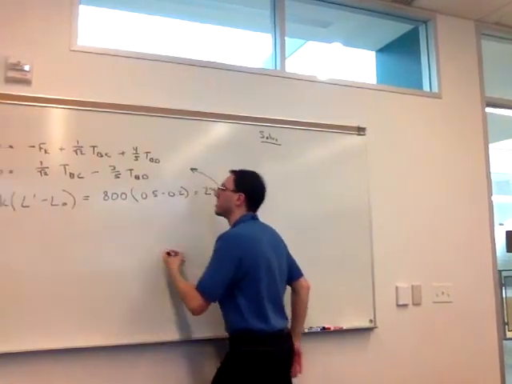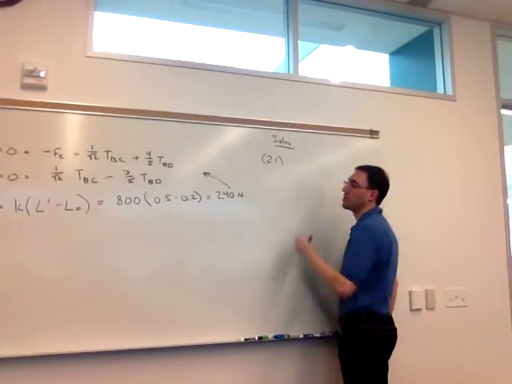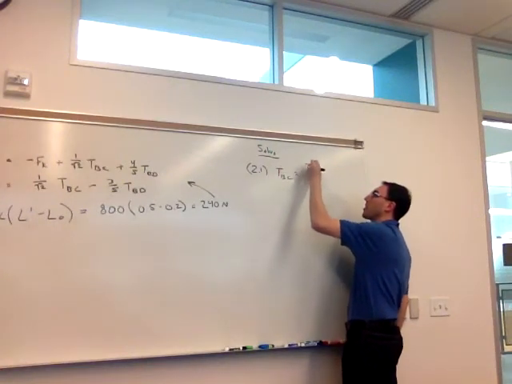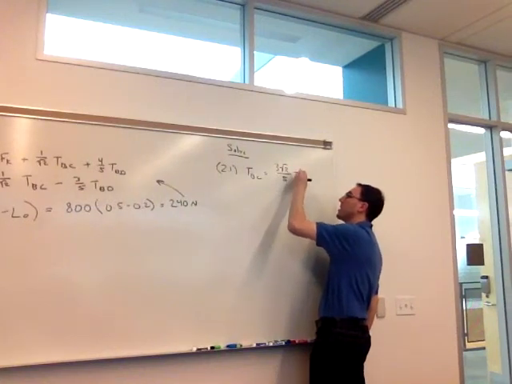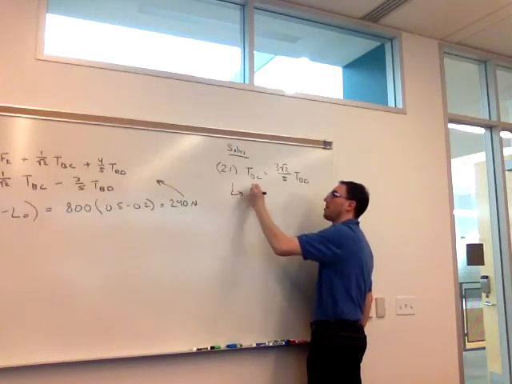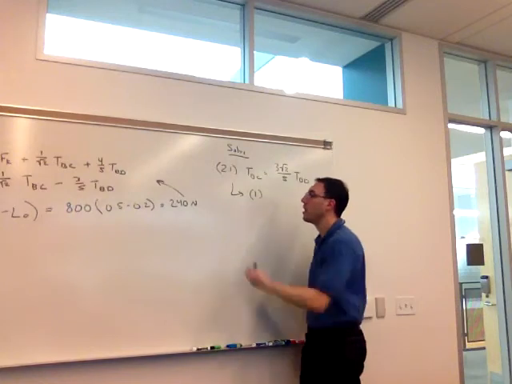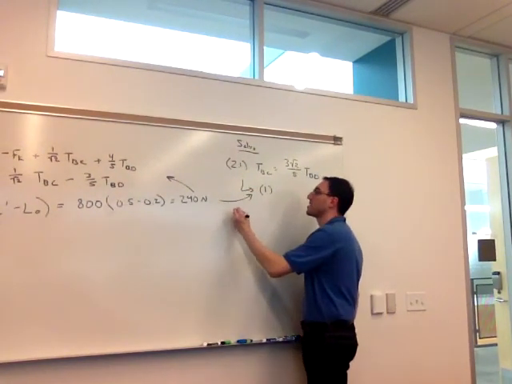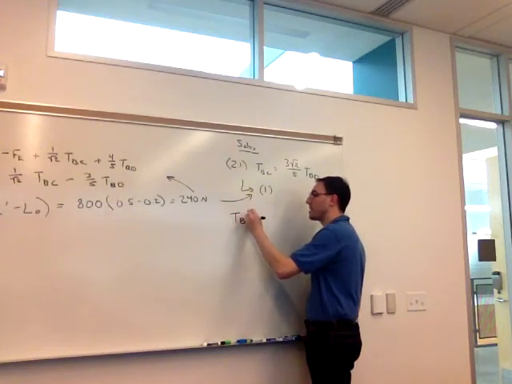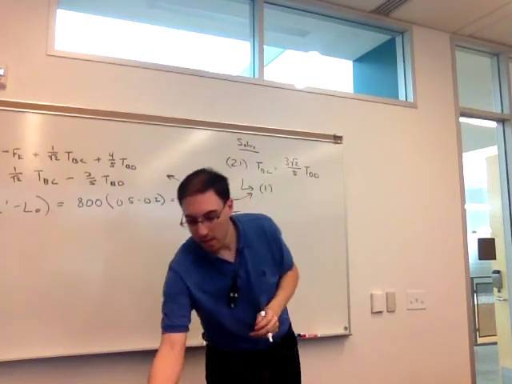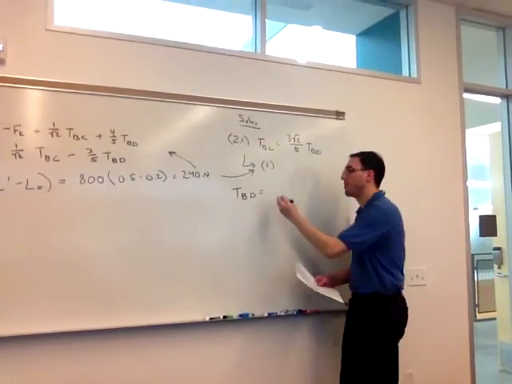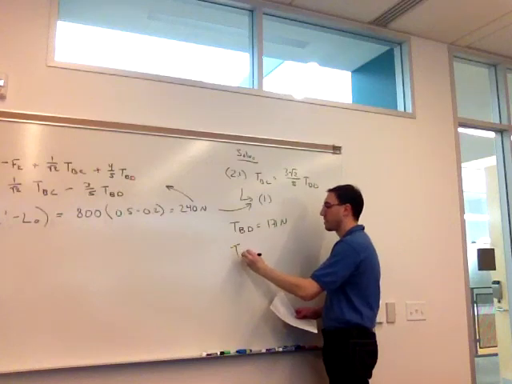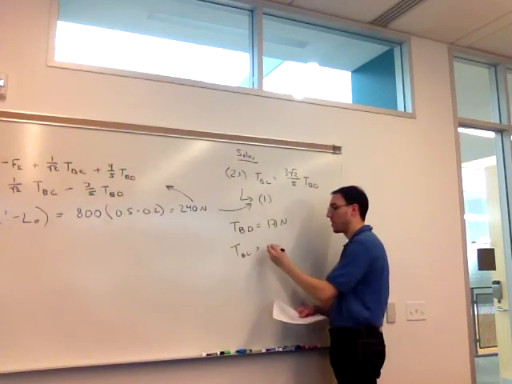So what I would do is solve equation 2 for one of my unknowns here. So I could say that TBC is going to be 3 root 2 over 5 TBD. I can put that then into equation 1 along with the 240 newtons. So I won't go through all the details of this, but we get the tension in BD. You should get 171 newtons. And TBC is 145.